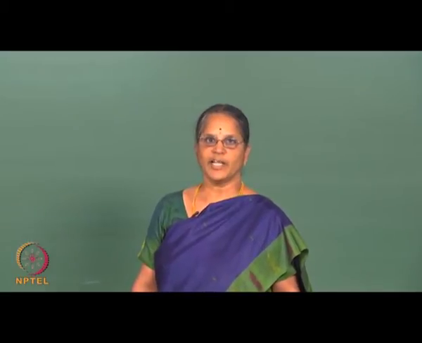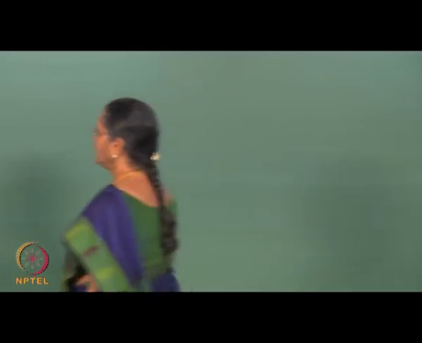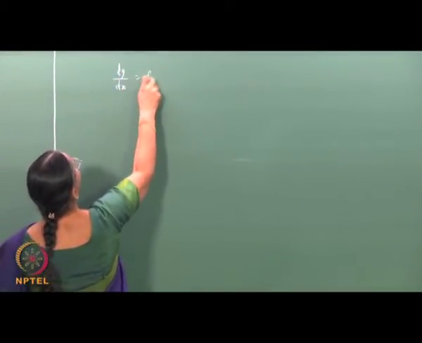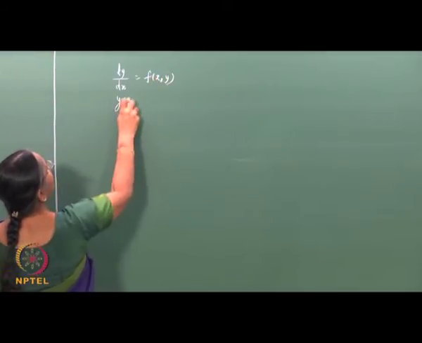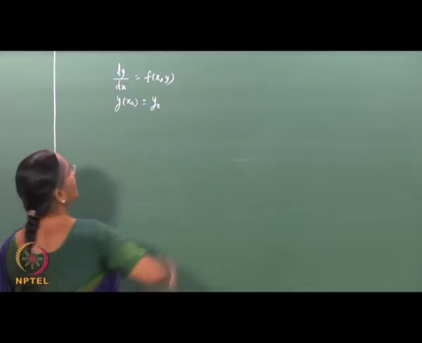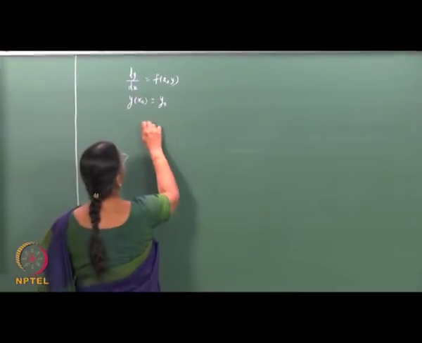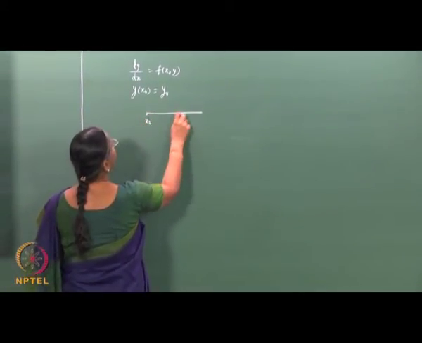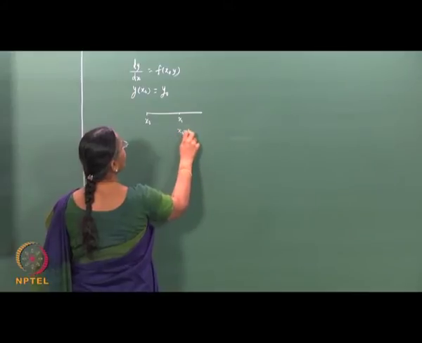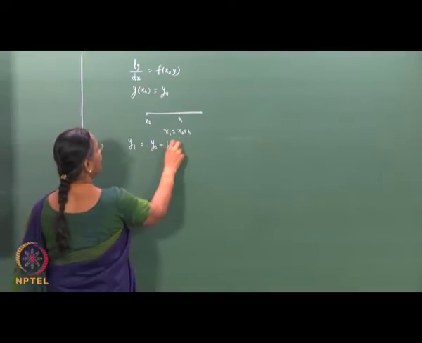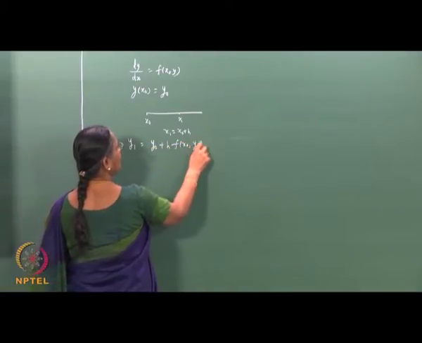In the last class, we studied a predictor corrector method by Euler. Euler's method solves the initial value problem dy by dx is equal to f of x comma y, when an initial condition is given at x naught as y of x naught equal to y naught. And if you want to obtain the solution at a point x1, which is x naught plus h, then Euler's method says y1 is y naught plus h into f of x naught y naught.